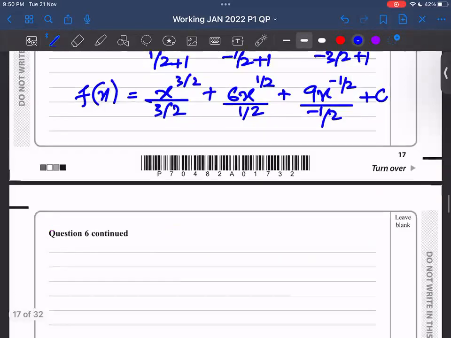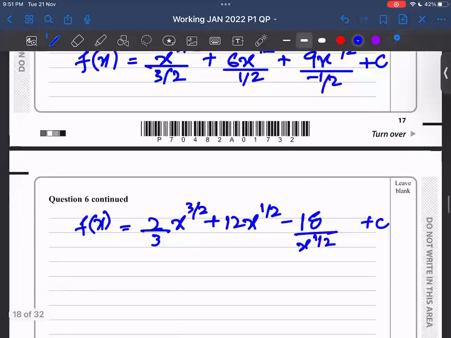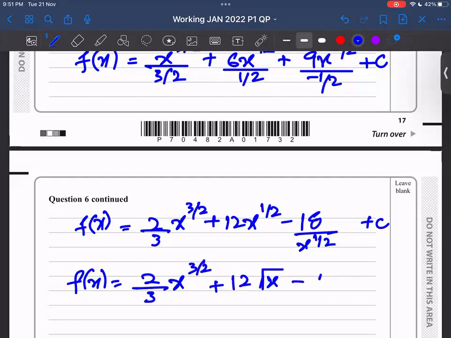So I'm going to simplify. It becomes fx, the reciprocal of 3 by 2 is 2 by 3. The reciprocal of 1 by 2 is 2. It becomes 12 x power 1 by 2. And this is going to become minus 18x power negative 1 by 2 plus c. You can put this negative 1 by 2 in the denominator now to make it positive. And you can also write the root power, square root, the power 1 by 2. You can also write it like this if you want. Not necessary.